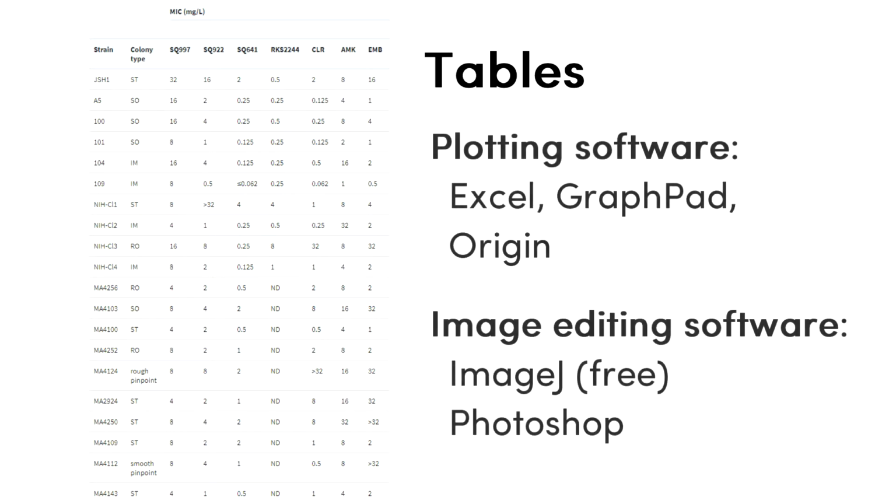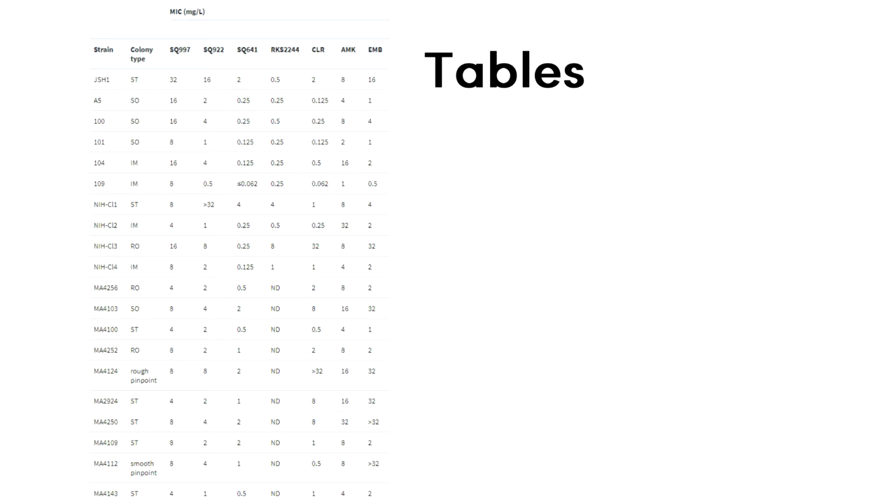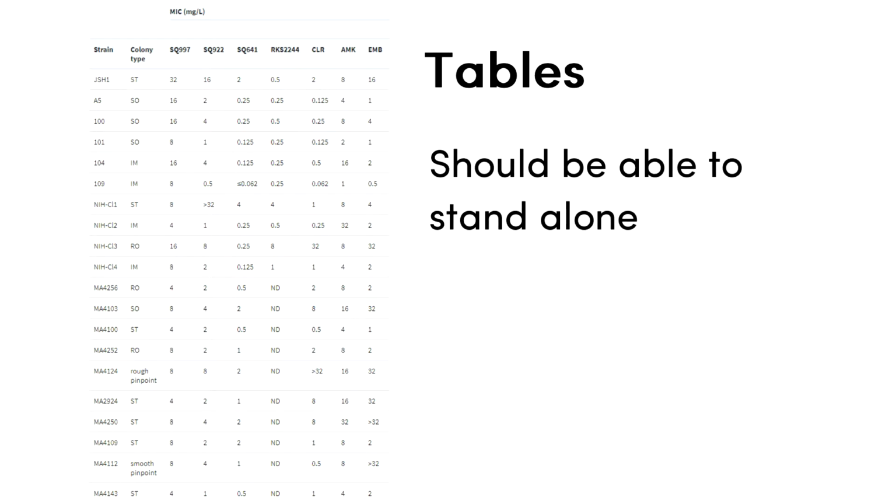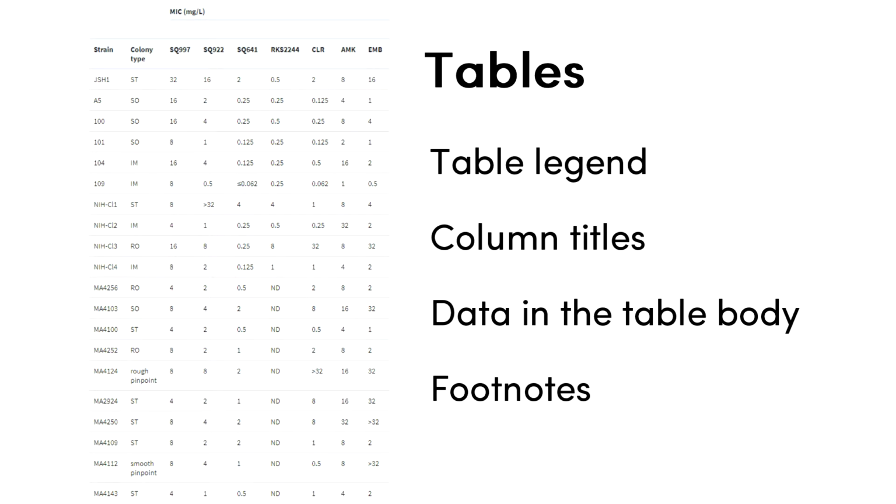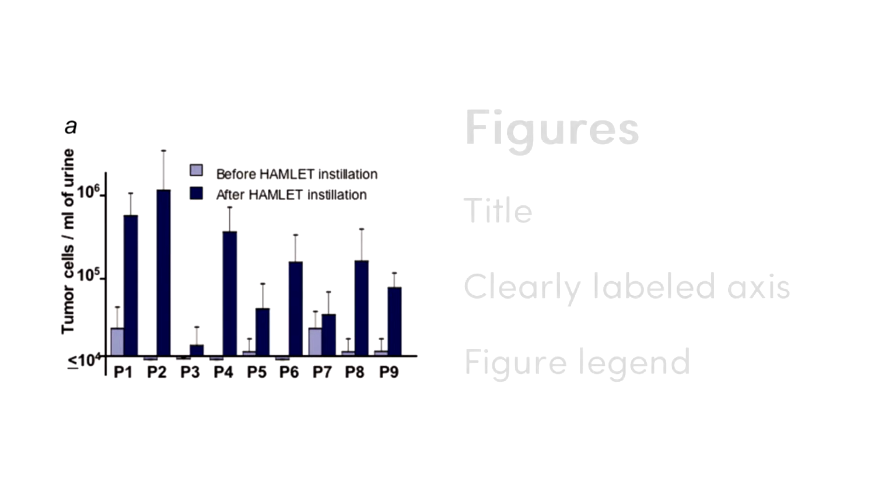Helpful software for creating tables and figures include Excel, GraphPad, and Origin for plotting, and ImageJ and Photoshop for image editing. All tables in your presentation should be able to stand alone. This means the audience should be able to identify the purpose of the table without any additional information. A well-prepared table should have a table legend at the top, which briefly describes the information in the table. Column titles, which identify the variables of the experiment. The data that was collected in the table body, and footnotes for any further clarification, such as information regarding statistical analysis. Figures should also stand alone.